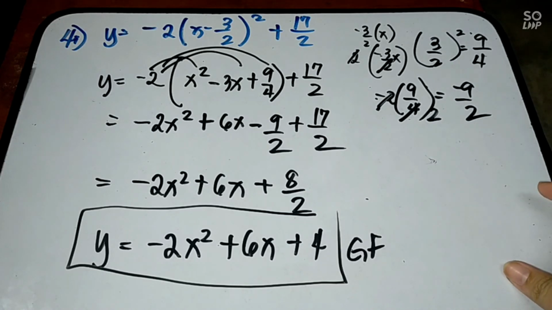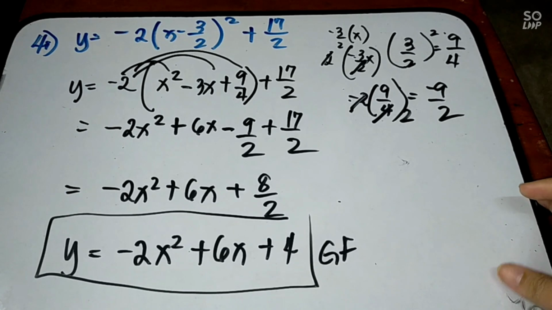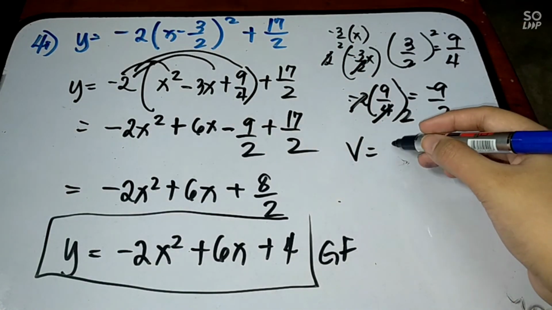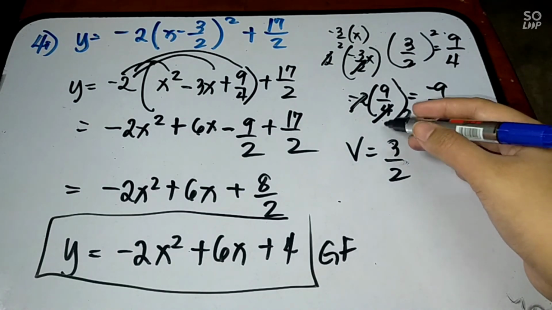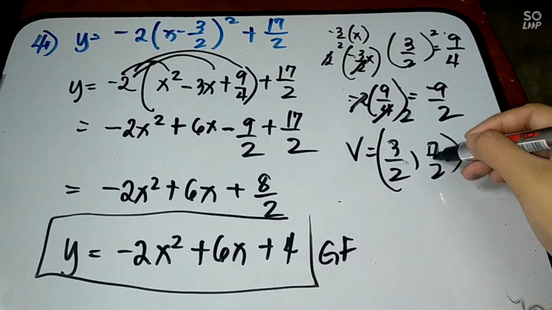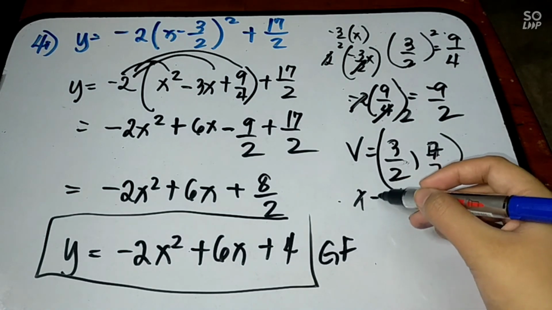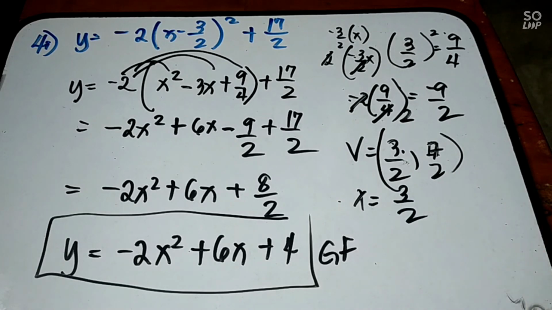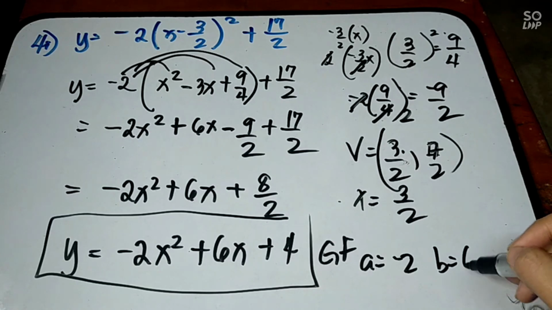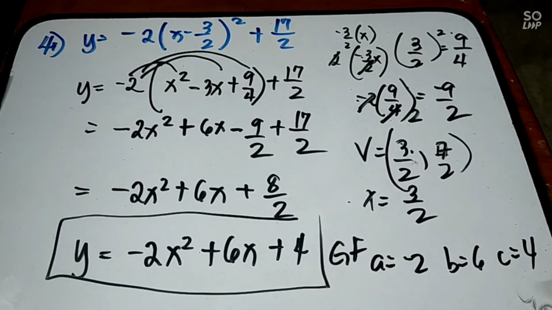Now, what if what you are looking for is the vertex? If you are looking for the vertex, this is it. The negative, you make it positive, that is 3 over 2. Then, your K, we have 17 over 2. So, this is for your vertex. Axis of symmetry, this is it, 3 over 2. If you are going to find your A, we have here negative 2, your B, positive 6, and your C, we have positive 4. Alright? So, that is for when your given is a fraction.